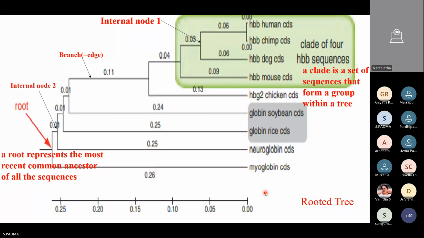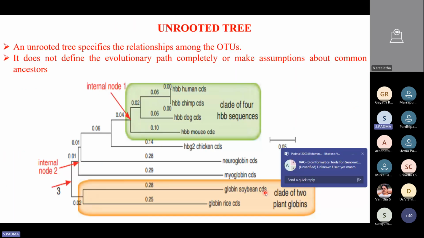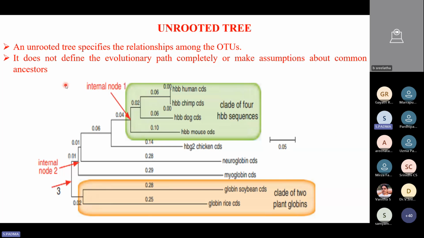Now, coming to the unrooted tree. I have given you the example of an unrooted tree. An unrooted tree is the one where the relationship between the nodes is not clear. It does not give us any evolutionary relationship. Now the same set of sequences which I showed you in the previous slide as a rooted tree, here it is shown by drawing an unrooted tree. So it does not define the evolutionary path.